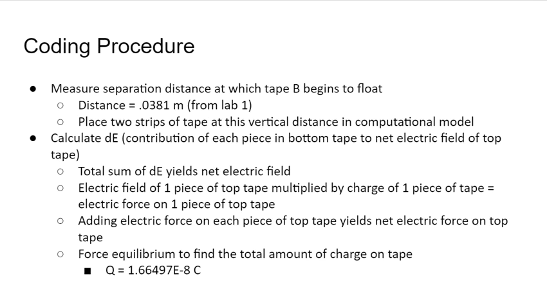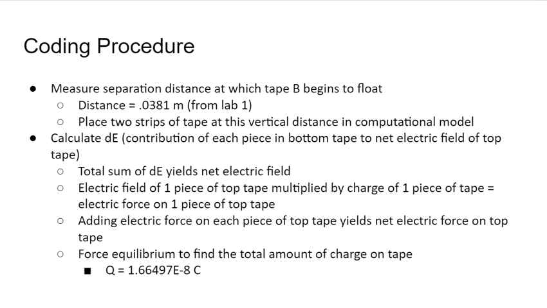For the coding procedure, we had first measured the separation distance at which tape B began to float above tape A, and we found this to be 0.0381 meters from lab 1, and then we placed the two strips of tape at this vertical distance in our computational model. And then we calculated dE, which is the contribution of each piece in the bottom tape to the net electric field of the top tape.